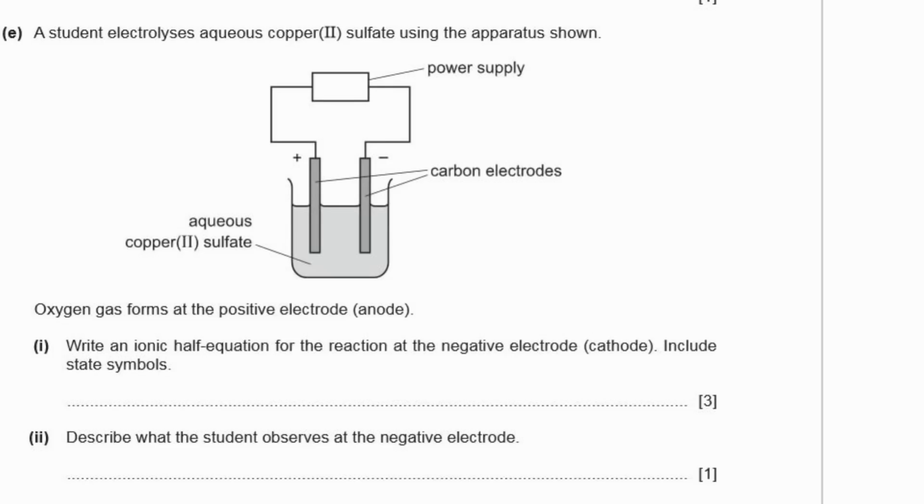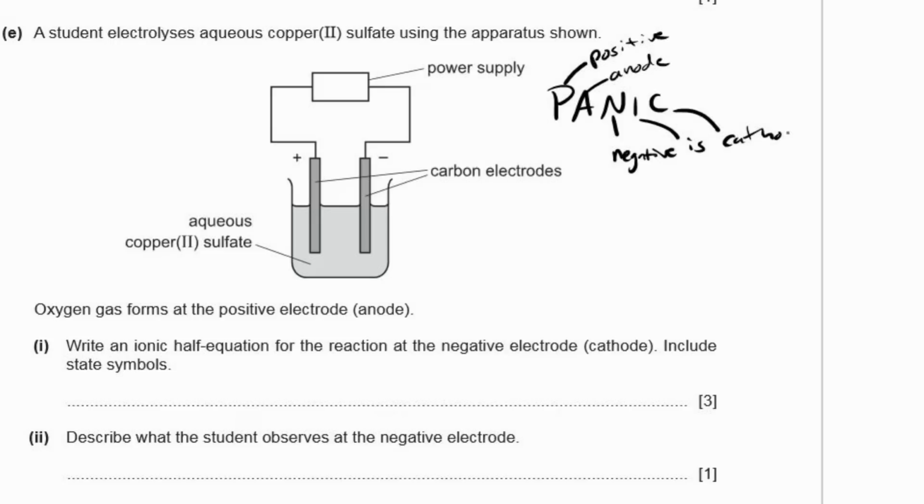E, a student electrolyzes aqueous copper 2 sulfate using the apparatus shown. Okay, so it's electrolysis. Before you even read the rest of the question, I always start off by making sure I panic. So we have the positive anode, negative is the cathode. All right, it doesn't even matter what the questions are. That generally comes up somewhere in an electrolysis question.